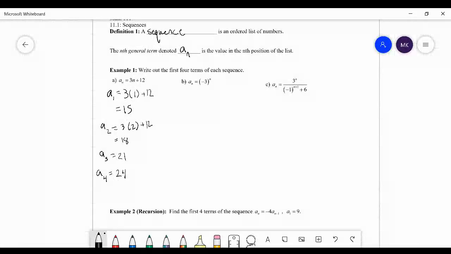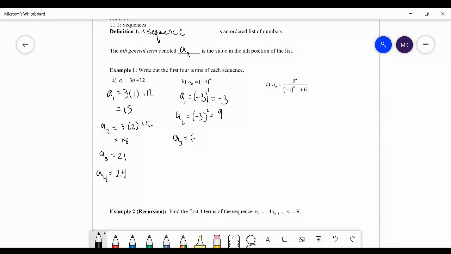Now this next one, B, we're going to do the exact same process. So a sub 1, we replace the n with 1, and negative 3 to the first power is just negative 3. A sub 2 is negative 3 squared. It's really important to notice the parentheses here, and you're going to see that on your calculator. If we don't have those parentheses and we type negative 3 squared, it's going to tell us negative 9, because your calculator reads that as negative 1 times 3 squared. But by putting in these parentheses, we get negative 3 times negative 3, which gives us positive 9.